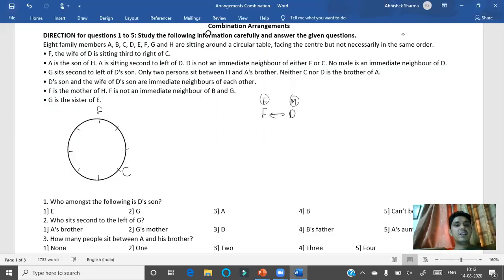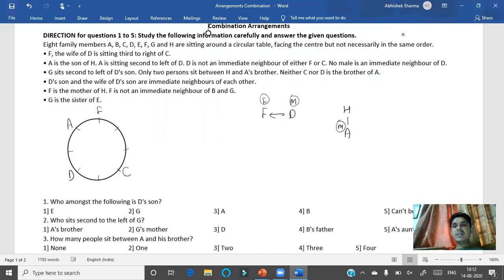Thereafter, A is the son of H. So we can write it as A is the son of H. As a son, A will be male. A is sitting second to the left of D. D is not an immediate neighbor of either F or C. So the only place where I can put D will be this, and A is sitting second to the left of D. That means A must be here.